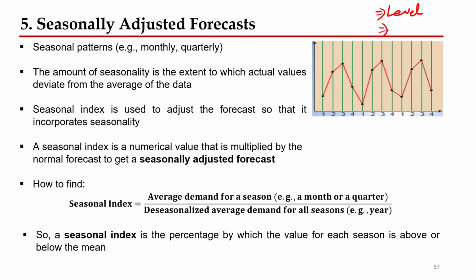But we have seen that if we have level plus trend component, and more specifically a linear trend component, we have seen two methods. One is the adjusted exponential smoothing method, as well as the linear trend method, or you can also call it the simple linear regression for the time series data.